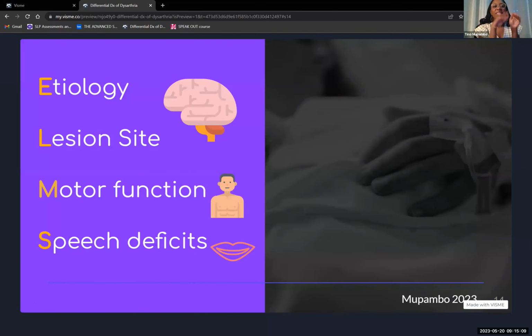Okay, so here, yes, Madison got it. Motor function. So the motor function is going to be, yes, functional mobility. So that's going to be a major thing that you're going to be looking at as you walk in, because you want to know, is it upper motor neuron? Is it lower motor neuron? Is it both?